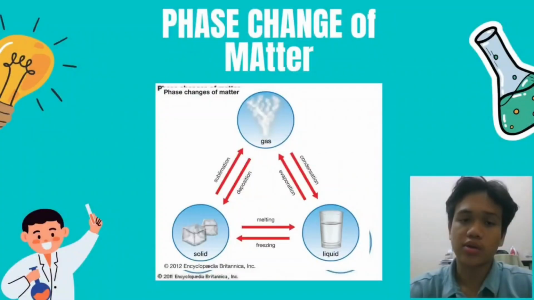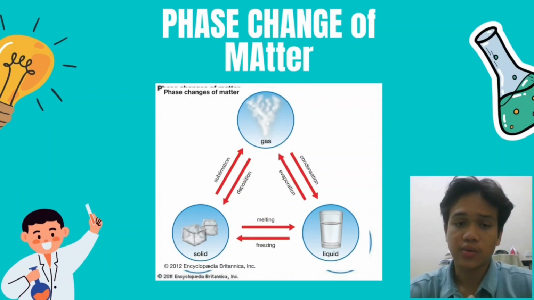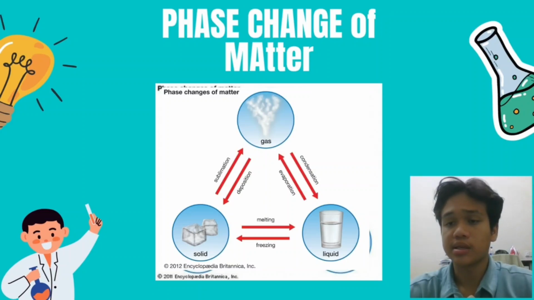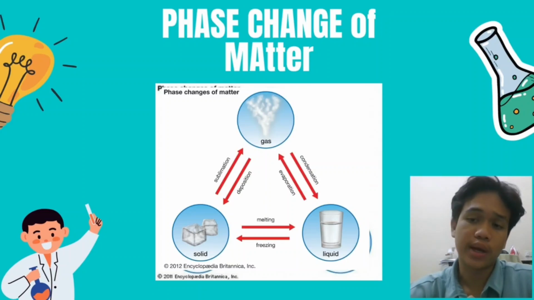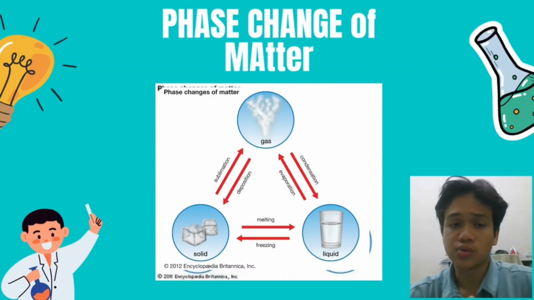Thank you. I will talk about how water can change state. So, first one, ice heats up and becomes water. This process is called melting. It's when solid turns into liquid. Next, water cools down and becomes ice. This process is called freezing, when liquid turns into solid.